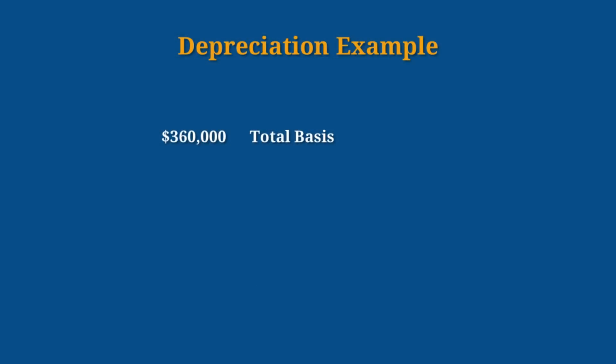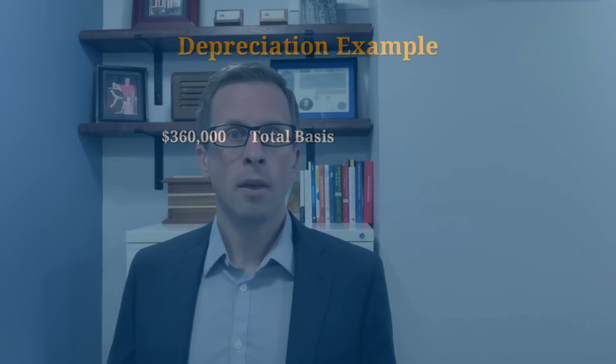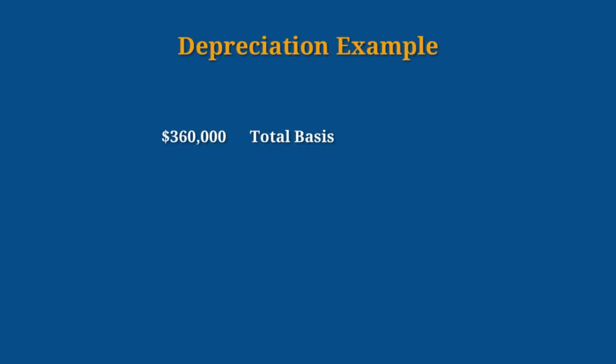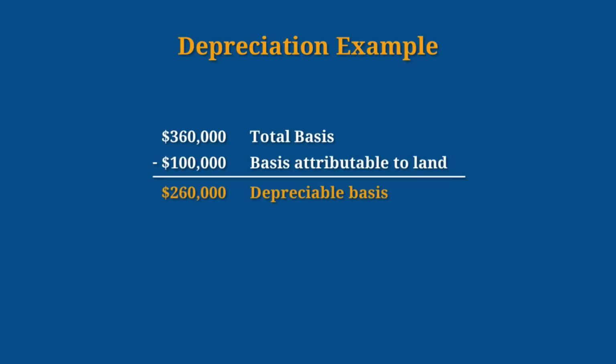We know the original basis was $360,000, but remember that land can't be depreciated, so you have to figure out how much of your total purchase was attributable to the building itself versus the land. Well, after looking at recent tax records, assume that the town assessed the land at about 28% of the total property value. That means that about 28% of your price, or about $100,000, is considered the value of the land. Since you can't depreciate land, you can only depreciate the remaining $260,000.